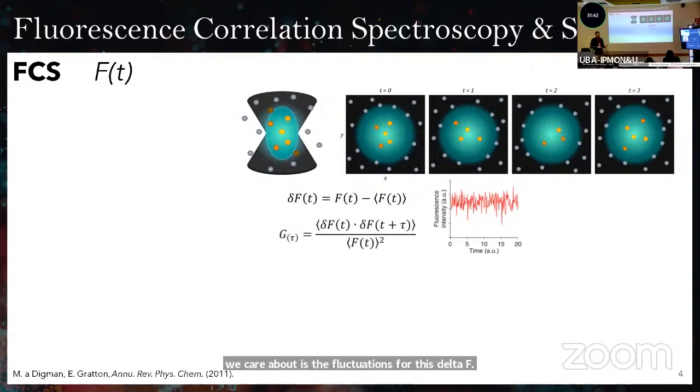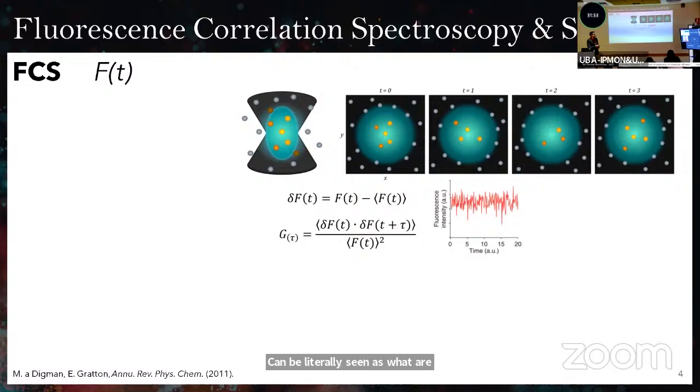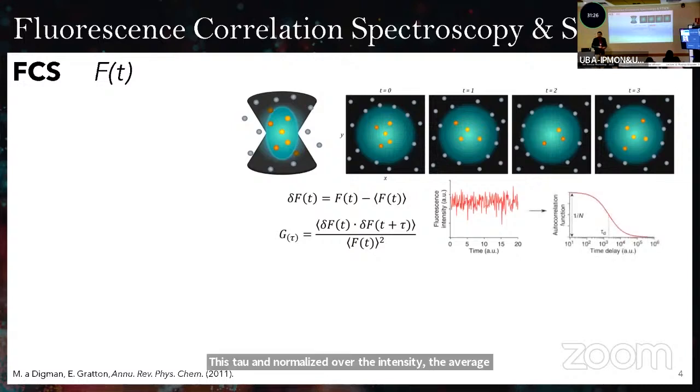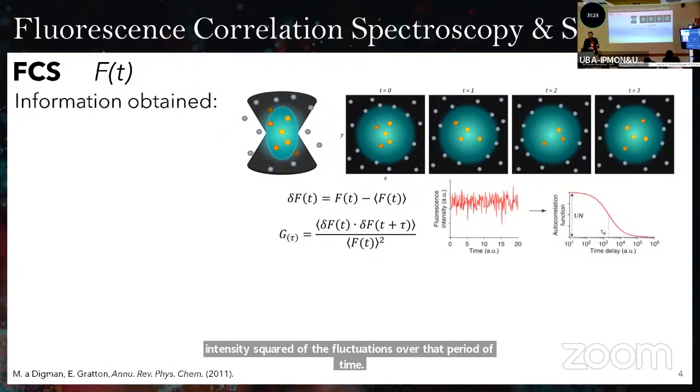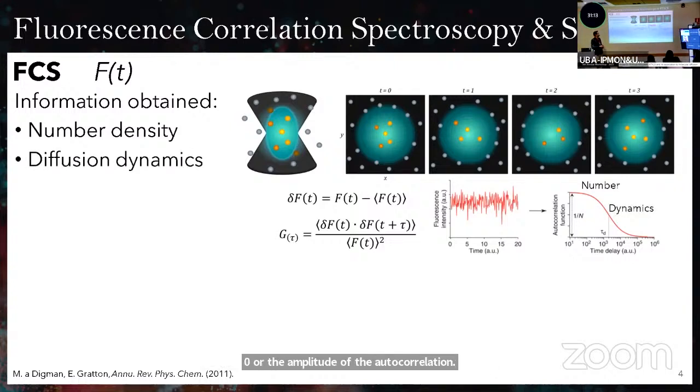Now, the autocorrelation function, as we saw this morning, can literally be seen as the fluctuations at time t, times the fluctuations at time t plus this tau, normalized over the average intensity squared. And the autocorrelation function provides us with information on the number of molecules, as we saw: the G0, or the amplitude of the autocorrelation function at zero time delay, gives us the number by the inverse, and also the decay gives us the dynamics and how quickly this diffusion is happening.